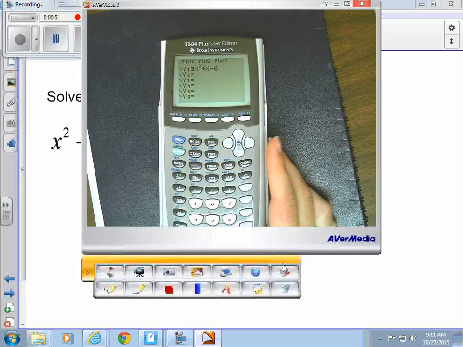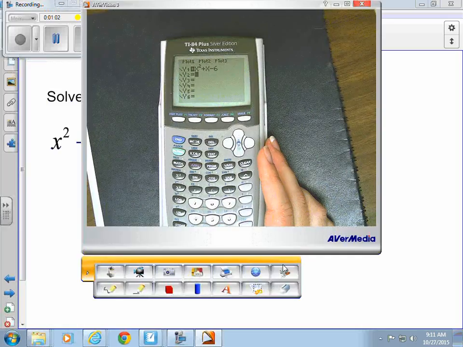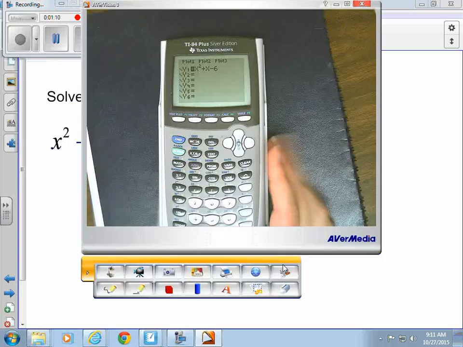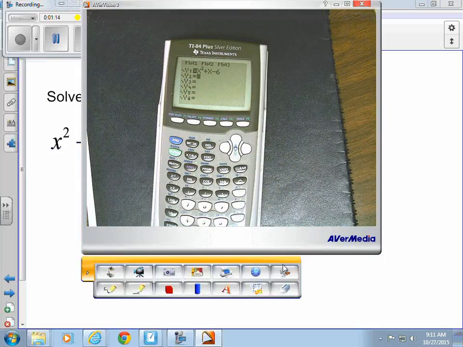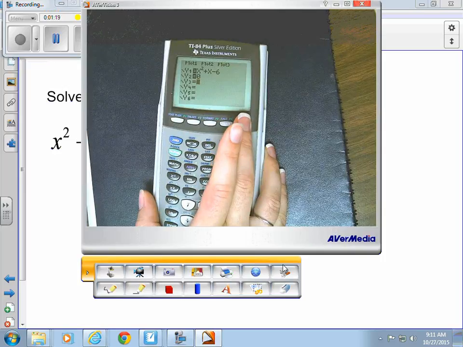This step is optional. You could use the zeros button, but if you like using the intersection button, what does it mean to find an intersection? To find where they cross, and what kind of word is they? Plural, right there. Two things that we're finding that cross. So I'm going to put 0 in y2. If you like using the intersection button, you do have to put 0 in y2.